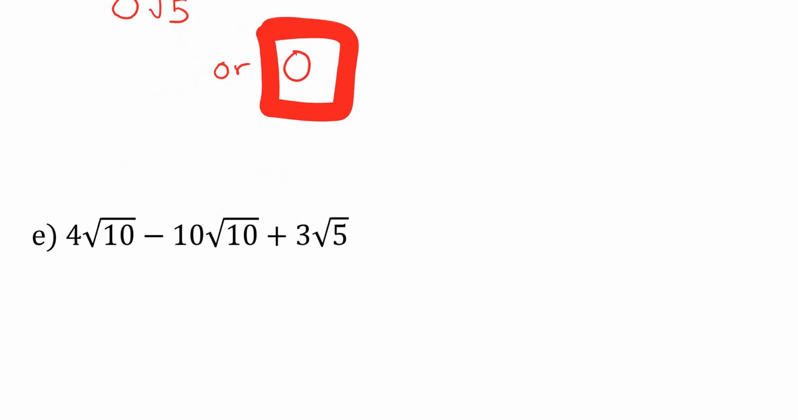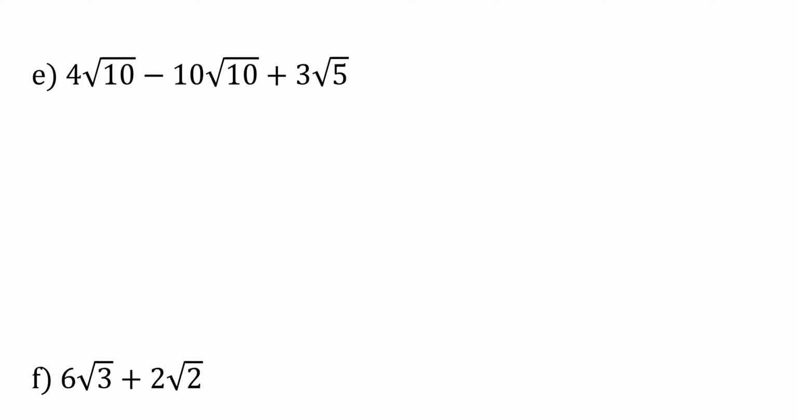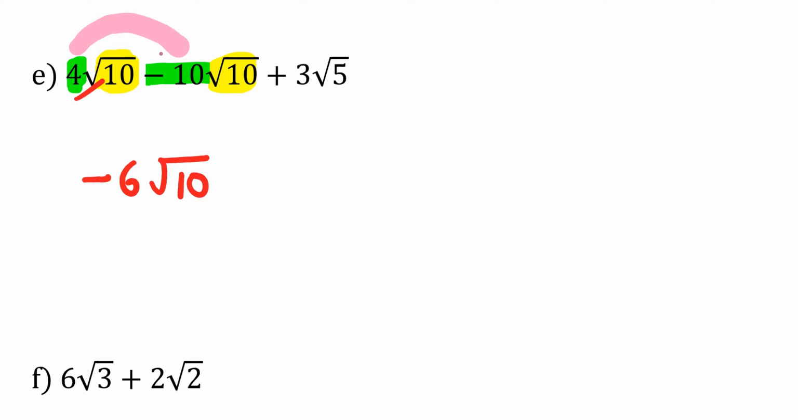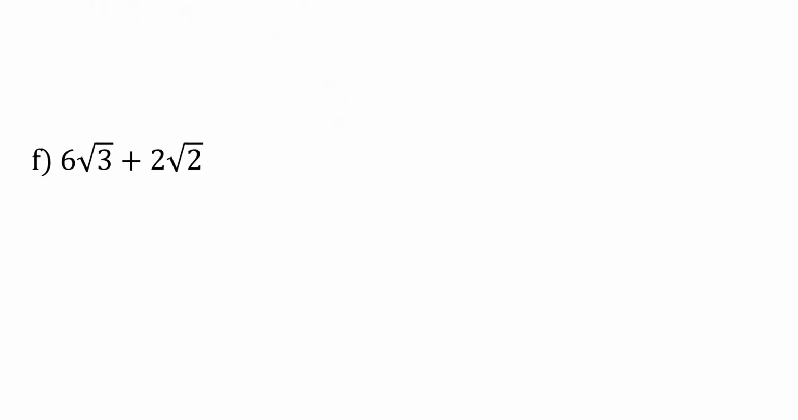Okay, let's move on to letter E. The questions in this very first section are not too bad because you're just looking at the like radicals. So over here I have a root 10 and a root 10. So those radicals are the same. So I look at the outside numbers, 4 and minus 10. So what is 4 minus 10? Well, that's going to be negative 6. So negative 6 root 10. And then those are now gone. And then I just have the 3 root 5. So I can leave that at the very end. So plus 3 root 5. And that's it.